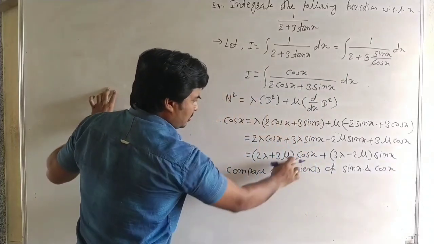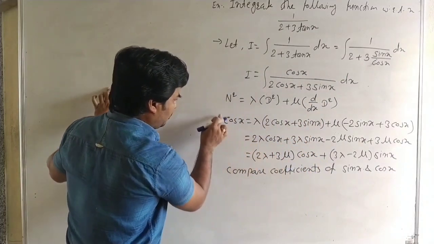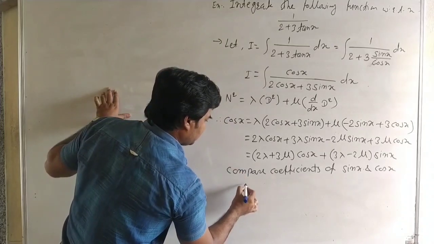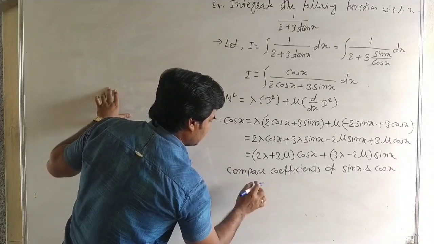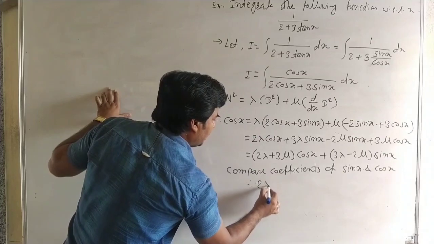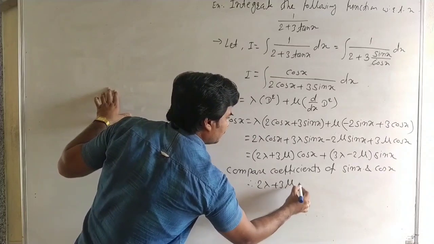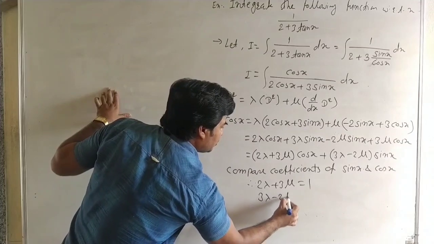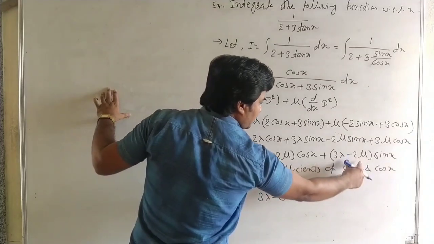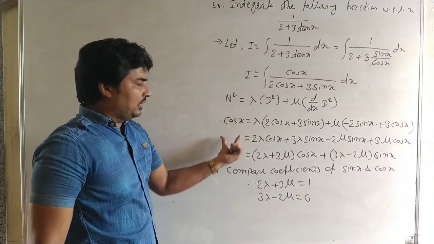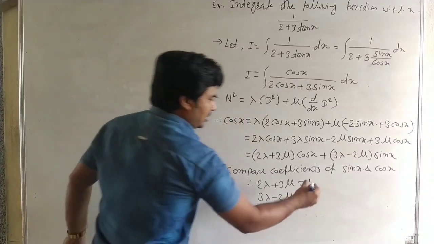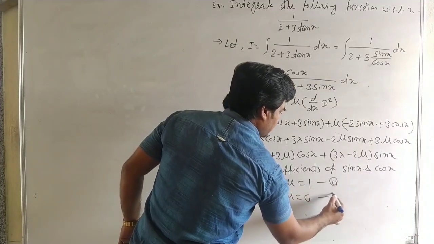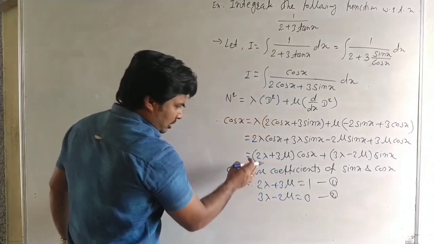Here the coefficient of cos x is 1, therefore we get 2 lambda plus 3 mu is equal to 1, and 3 lambda minus 2 mu is equal to 0, the coefficient of sin x, since the coefficient of sin x in the LHS is 0. It is equation number 1 and equation number 2. Now solve these equations.